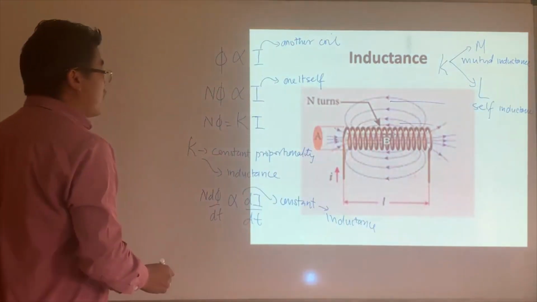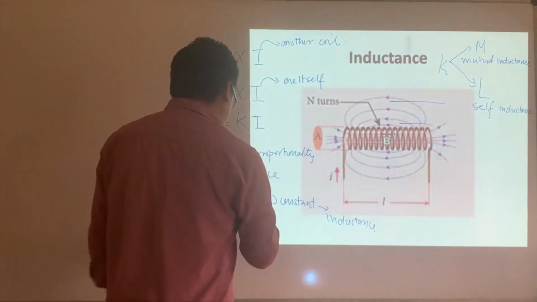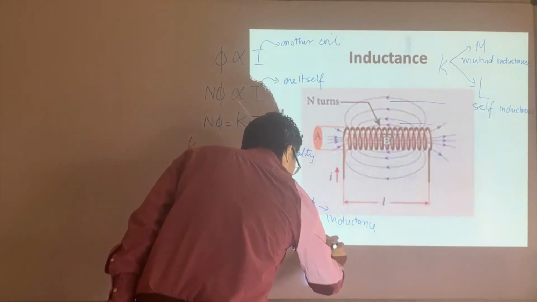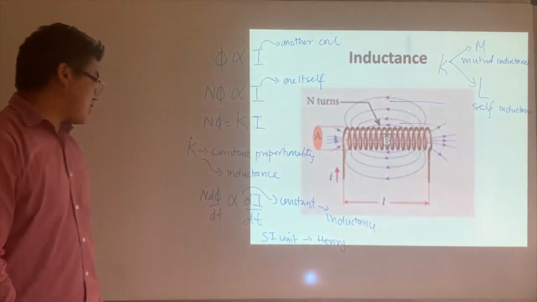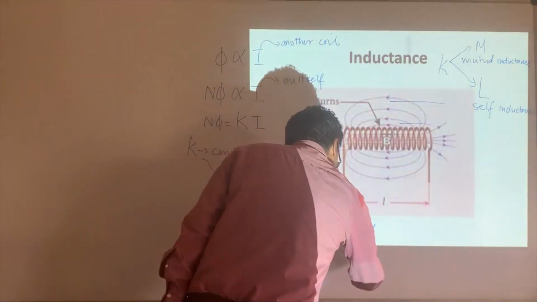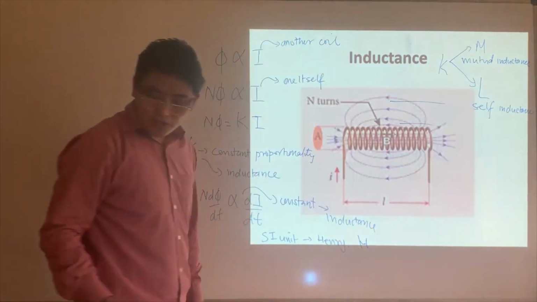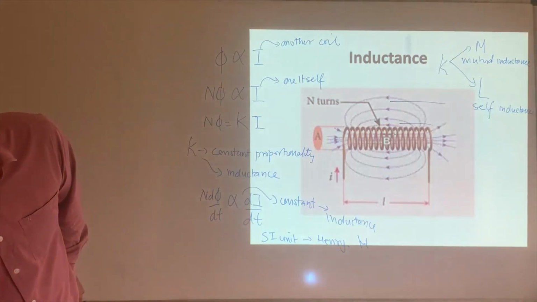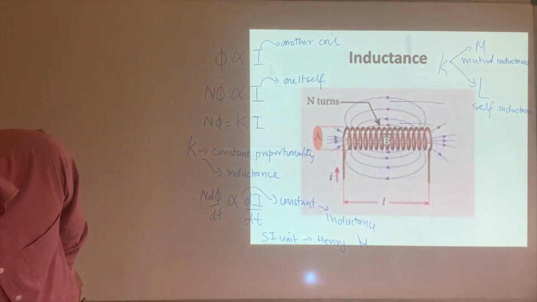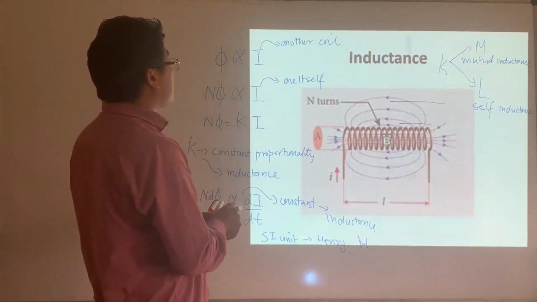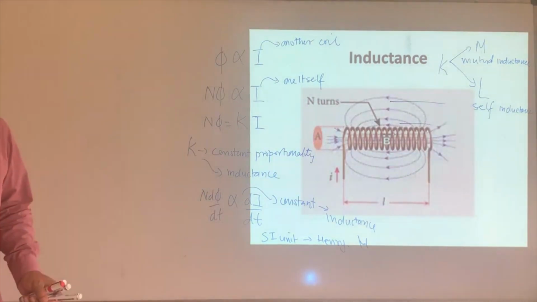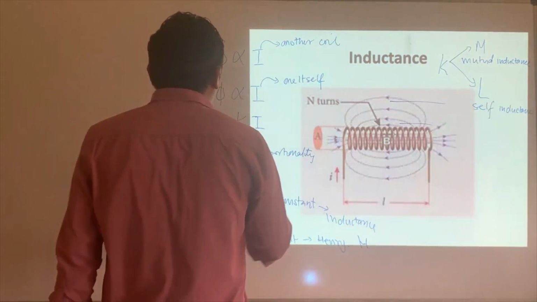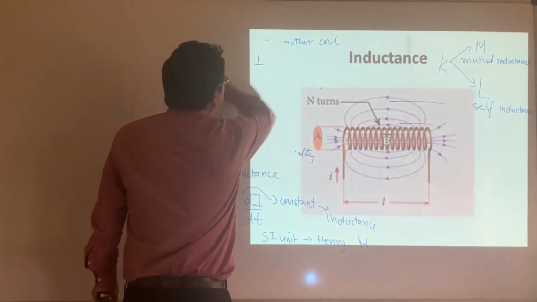And the SI unit for inductance is what we call Henry, denoted by H. Alright, so this is what we have for inductance. Now what I'm going to do is, first I will do mutual inductance, and then I will start self-inductance.